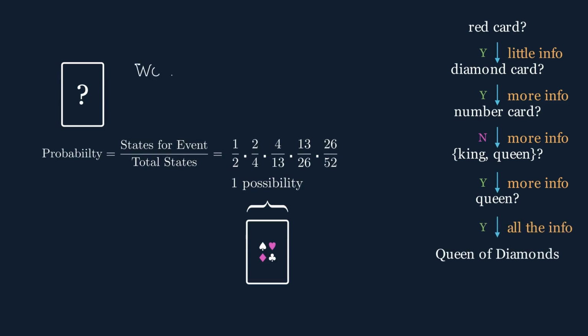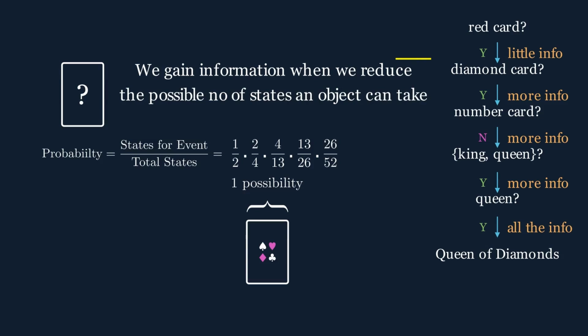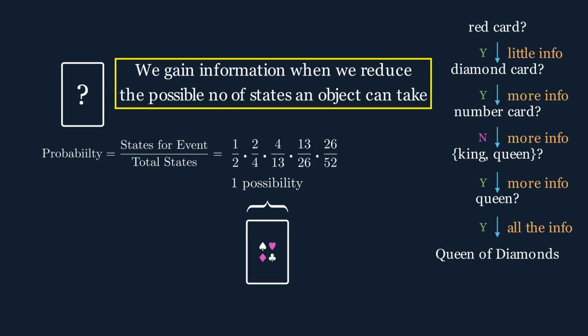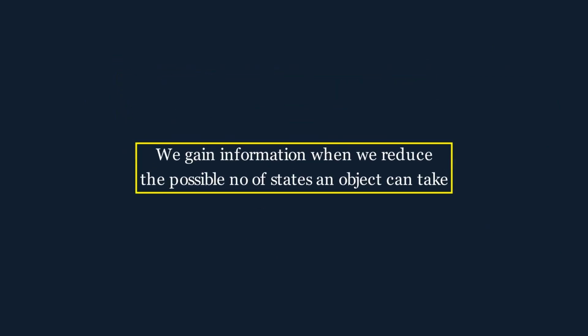What I want you to understand from this is that we gain information as we reduce the possible number of states an object can take. You can pause for a second to think about the statement, because this is fundamental to the intuition on how the concepts of probability and information are interconnected.